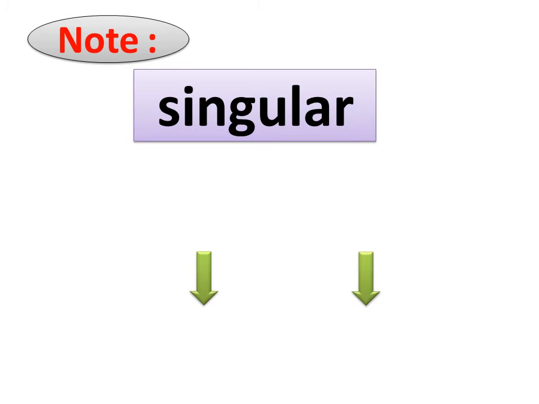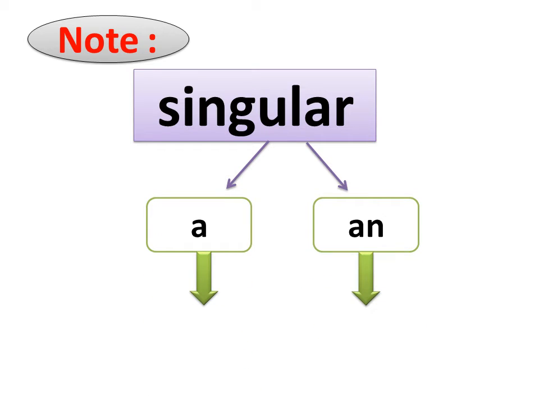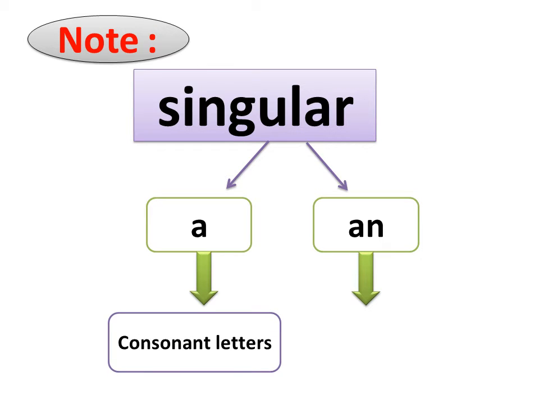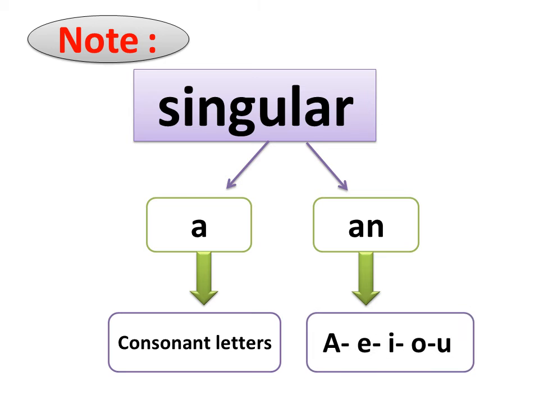With singular nouns, we use a or an. Again, with singular nouns, we use a or an. We use a with consonant letters, like L, M, B, G, K, and so on. And we use an with vowel letters. They are five letters: A, E, I, O, U. Again, we use an with vowel letters. What are the vowel letters? They are five letters: A, E, I, O, U.